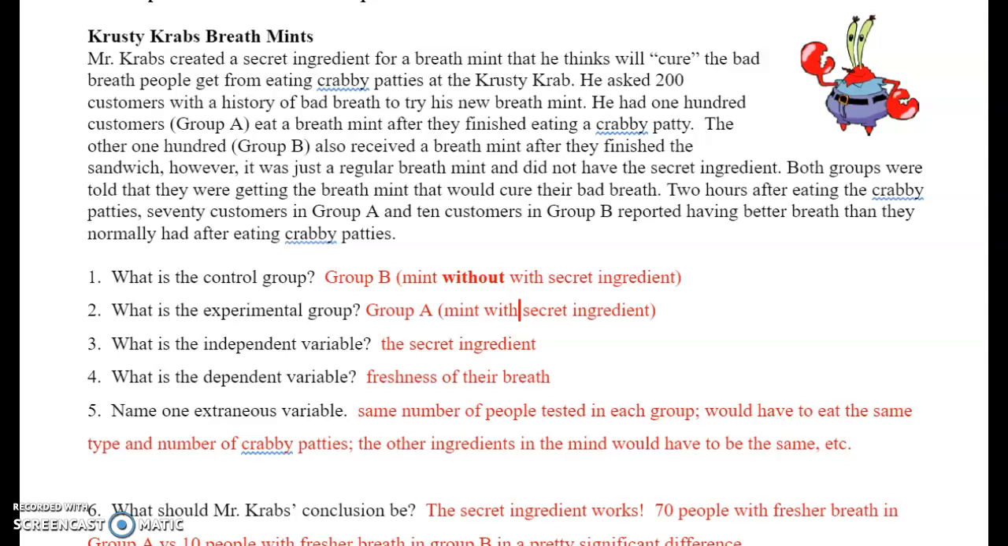And then extraneous variables, things that would have to stay the same. Well, you'd have to have the same number of people in each group. They would have to have eaten the same number and type of Krabby Patties. All the other ingredients in the mint would have to be the same. Okay? And you may have had a couple others as well.